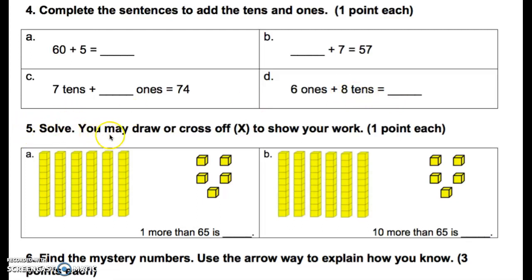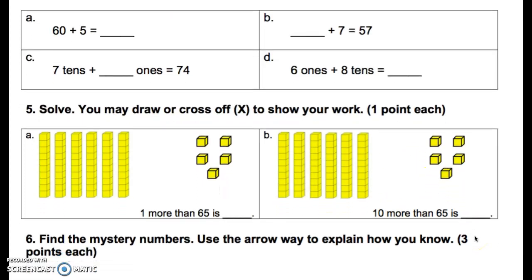5, solve. You may draw or cross off to show your work. Here's your tens, here's your ones. So what would 1 more than 65 be? Write it on the line. Remember, you need to draw to show what 1 more would look like. Here, 10 more than 65 is blank. So draw to show, or X off, if it's 10 more, what would that look like? And then what does it equal?